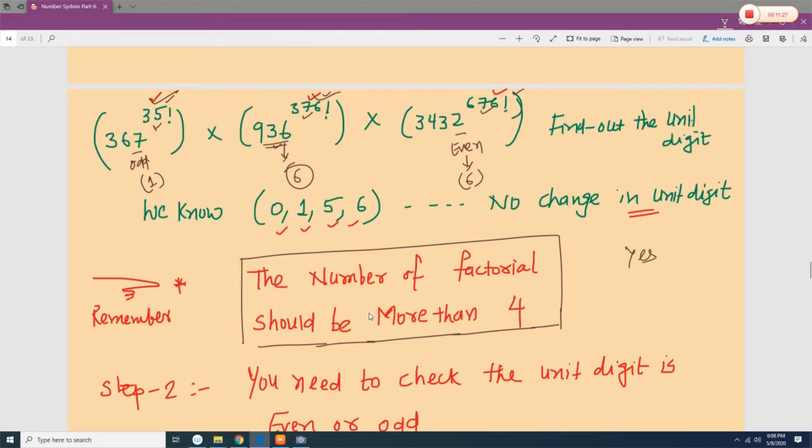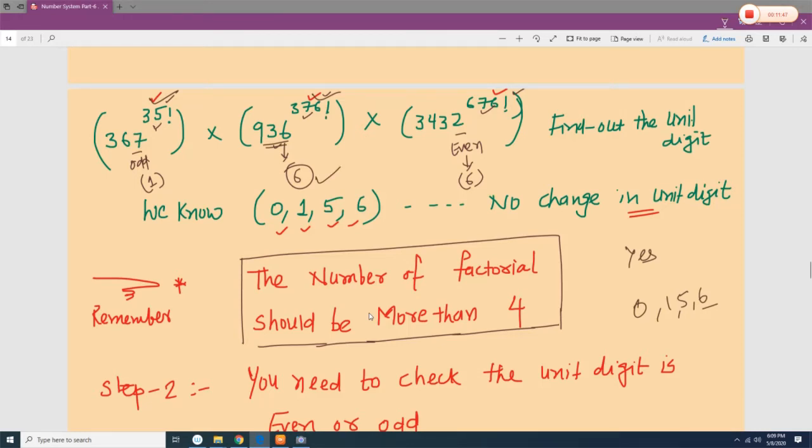Yes, it is more than 4. And then what you need to do: if it is 0, 1, 5 and 6, then the unit digit will not change. So here 0, 1, 5, 6, no. Here 0, 1, 5 and 6, yes. So 6 will remain 6. Here is 0, 1, 5 and 6, no.